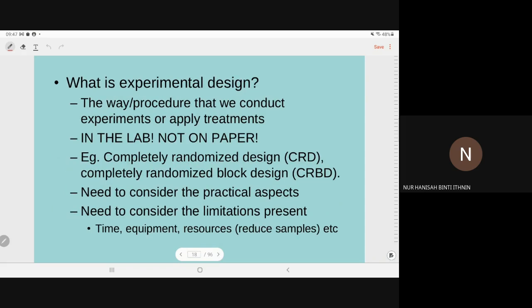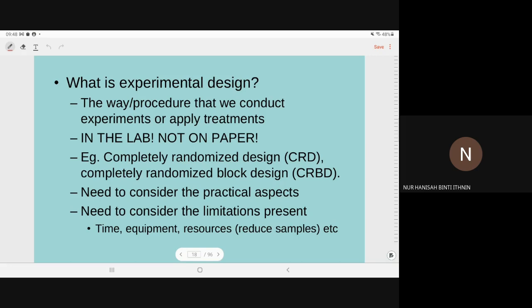It is the way and procedure that we conduct experiments or apply treatments in the lab, not on paper. Many of you will be presenting your research proposals, and usually students will just put in any type of experimental design. That is not correct, because experimental design is in the lab, not on paper. It is not determined on paper, it is determined in the lab.